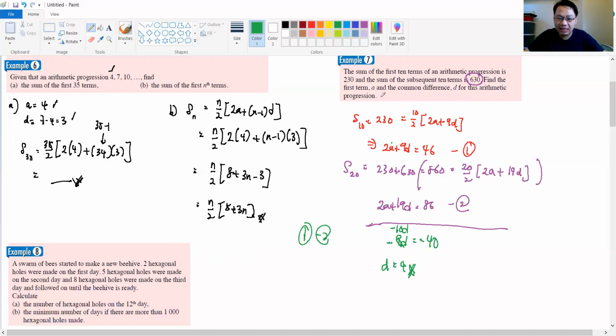Now the other one is a. d we already obtained, but how about a? So substitute your d into either the first or second equation. It's up to you. Free country, right? We are living in a free country. So I leave it for you to try. Okay, so that is your example 7.